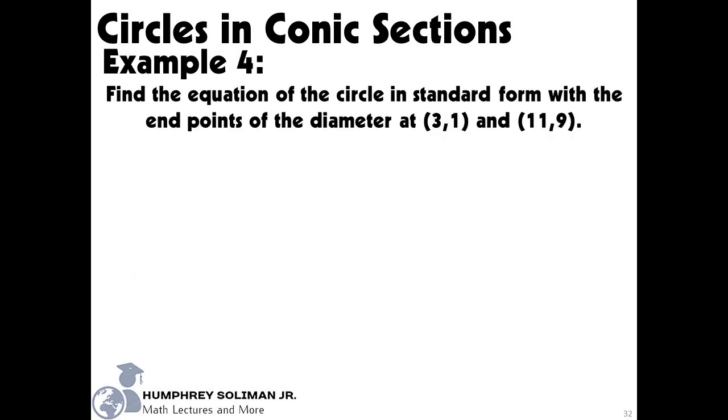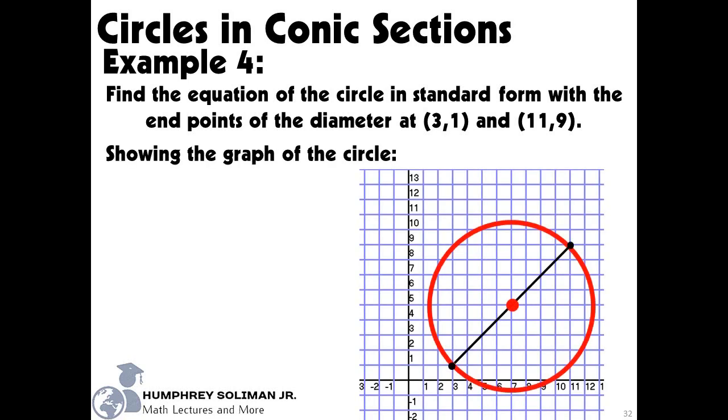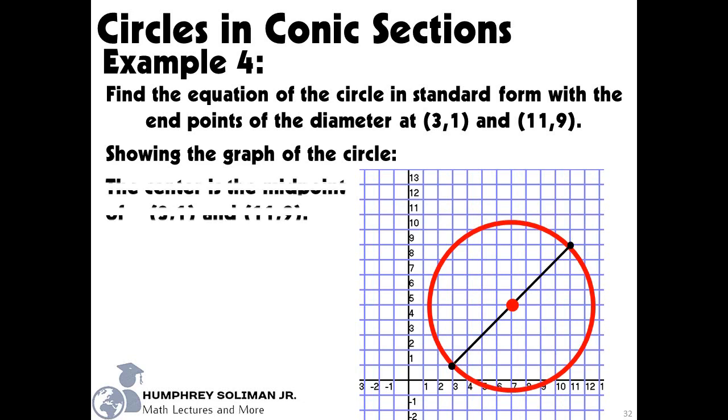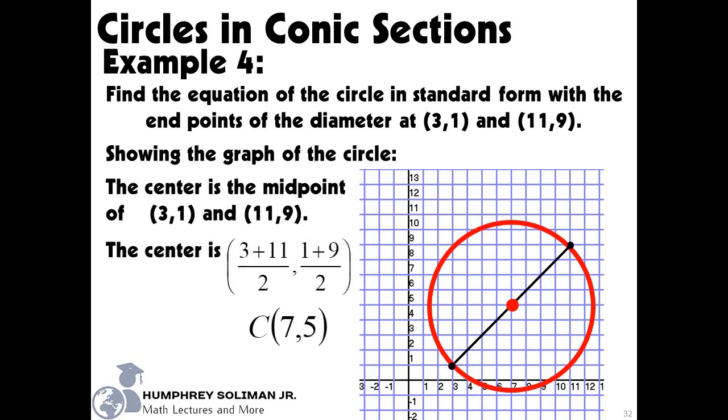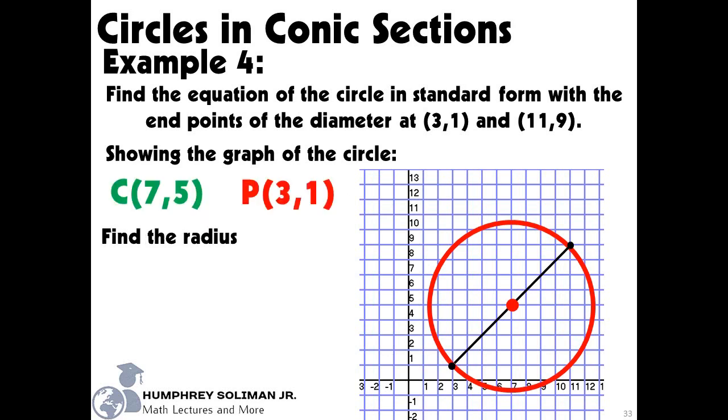Example number 4, find the equation of the circle in standard form, with the endpoints of the diameter at 3, 1, and 11, 9. I will show the graph of the circle on the right. The center is the midpoint of 3, 1 and 11, 9. So our center is at 7, 5. Now that we have the center, we will now choose one point from the given endpoints of the diameter. We now have the point P, 3, 1.